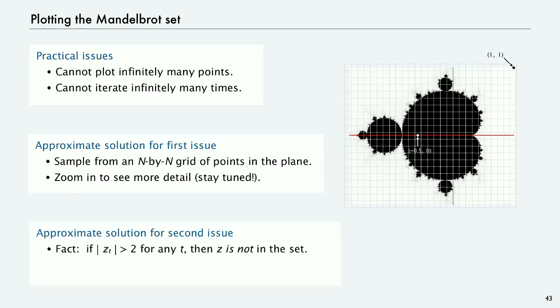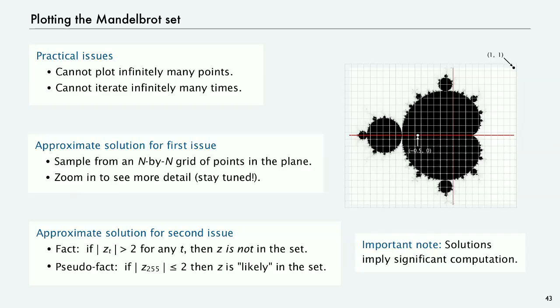And for the second issue, well, there's actually a proven fact that if you get to the point where the absolute value is bigger than 2, then you can prove that it diverges and it's not in the set. So if we get bigger than 2, we know it's not in the set. We never definitively know that it's in the set because we can't get to infinity. But what we'll say is if we go 255 times and we haven't got over 2, we're going to plot it black. We're going to think it's in the set. Or anyway, we're going to at least plot the points that you iterate 255 times and never got one that's bigger than 2.